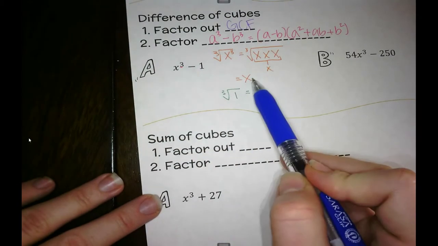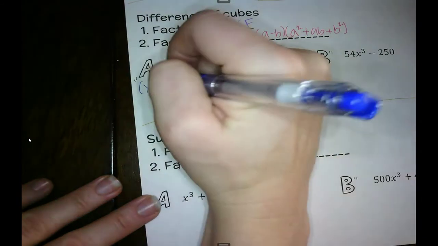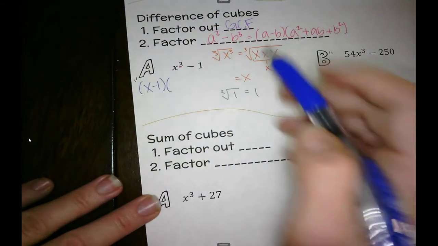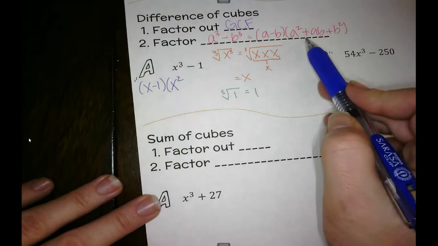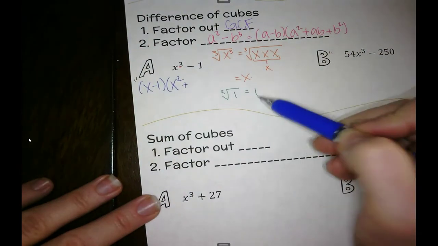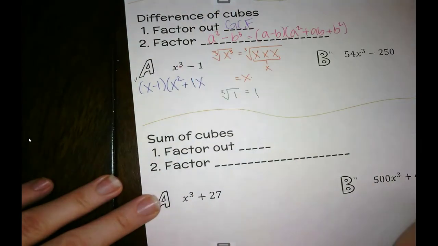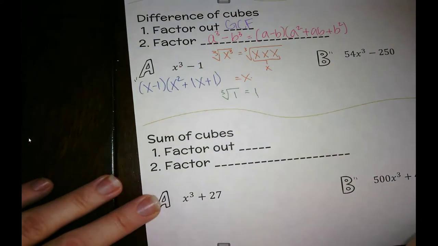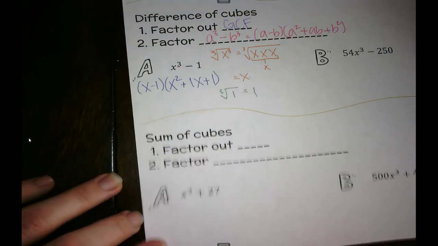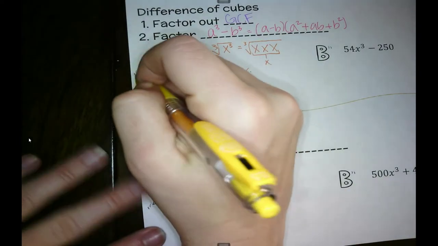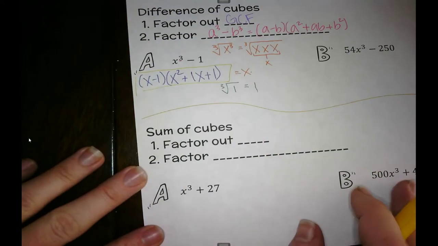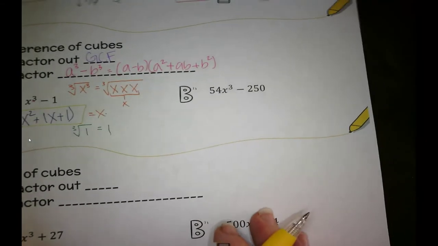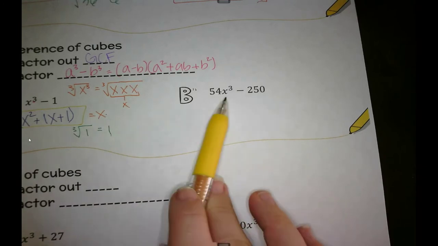Our a is x and our b is 1. So we're going to have x minus 1 times a squared, so x squared, plus a times b, so 1x, plus b squared, plus 1 squared, which is just 1. And this is going to be our factor. Okay, let's look at this one.